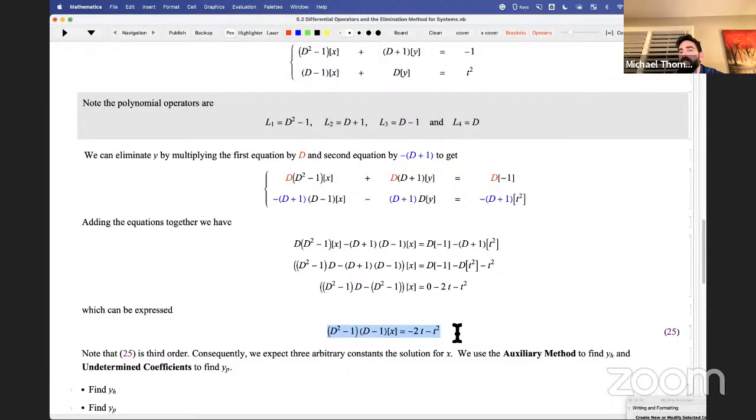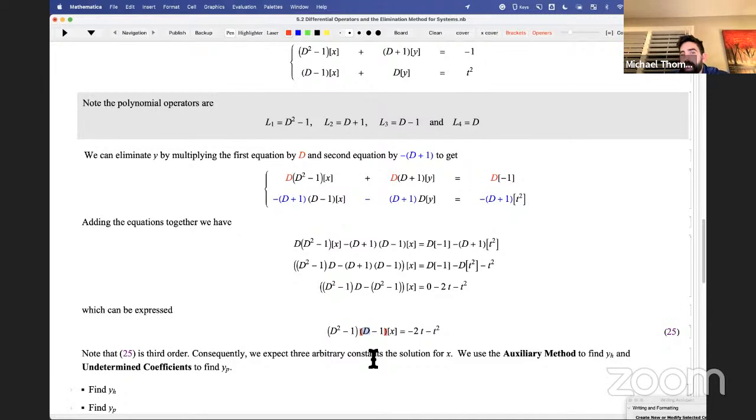Yeah, and how can you tell? So Sebastian said order 3. How can you tell it's order 3? You have a D squared and then the D. Yeah, because if you were to multiply this out, the highest of D squared and D is going to be a D cubed. So it's a third order.